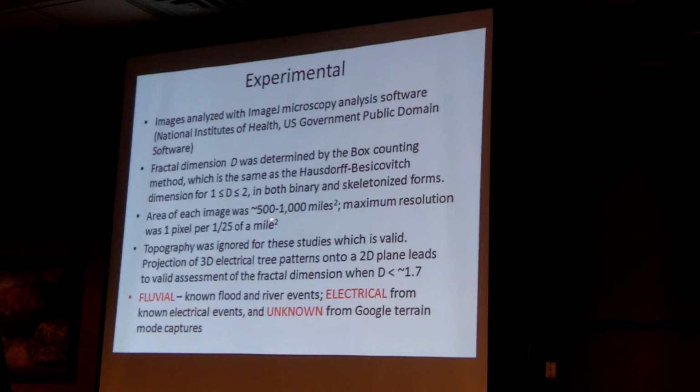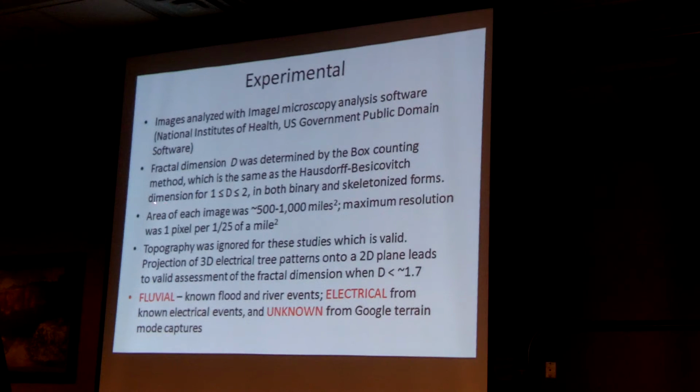So how did we do this? I took the images, I analyzed them in ImageJ software. You can download that from NIH. Your fractal dimension is embedded in the software. It uses the basic box counting method, which is the common method to assess the fractal dimension. That's valid for projections of things into 2 dimensions, as long as your fractal dimension is between 1 and 2.